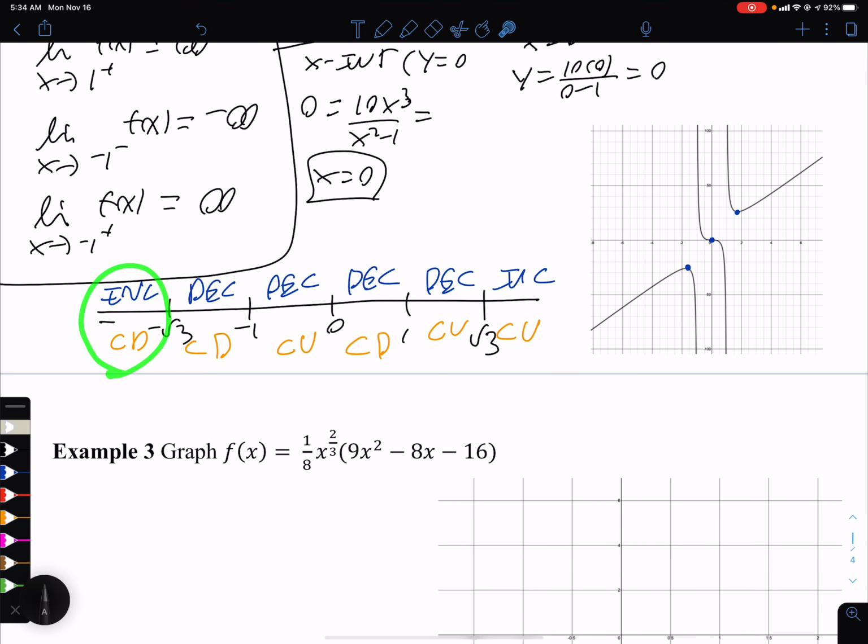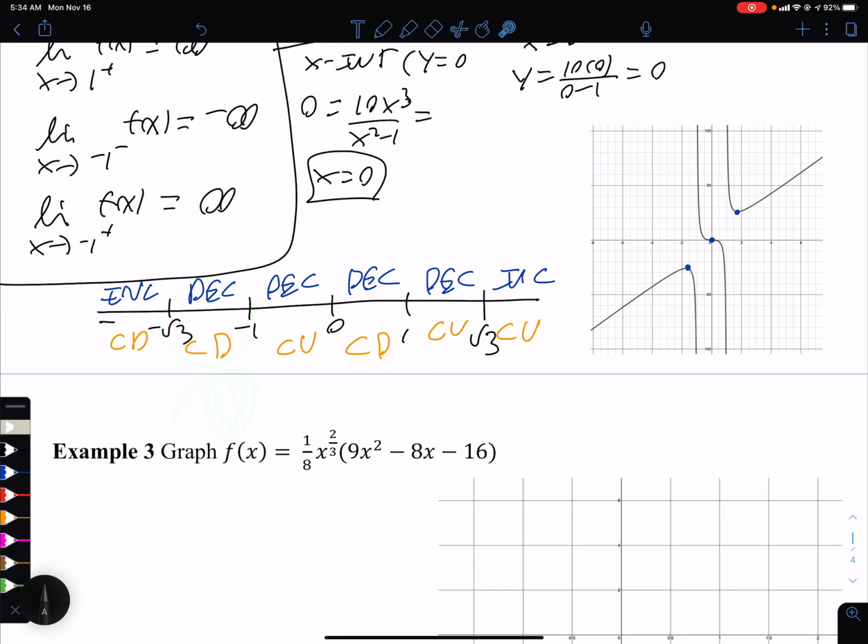So increasing and concave down. Well, that's concave down. Which part's increasing? This. So it's going to look like that, but it's not. Oh, concave down, sorry. Concave down looks like that. Increasing looks like that. So it's going to look like that to the left of negative radical 3. And so that's what's happening here. You don't see it, but it actually is kind of curved that way. Between negative radical 3 and negative 1, it's concave down and decreasing. It's going to look like that. So that's the portion we see there.